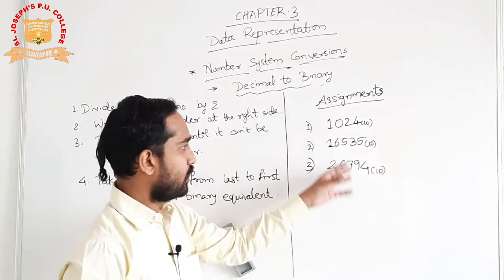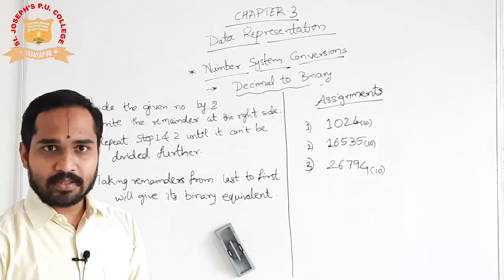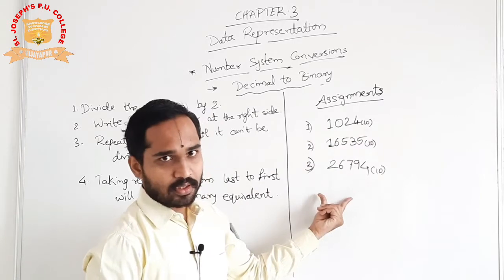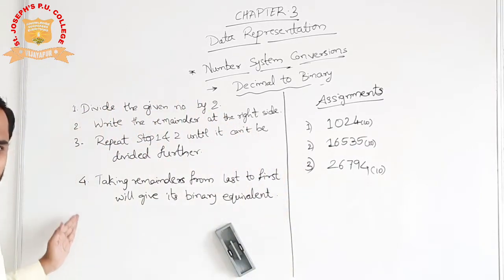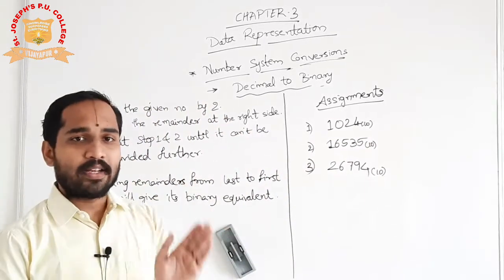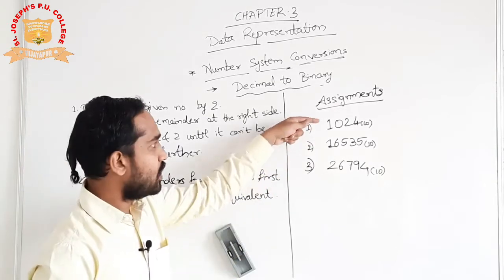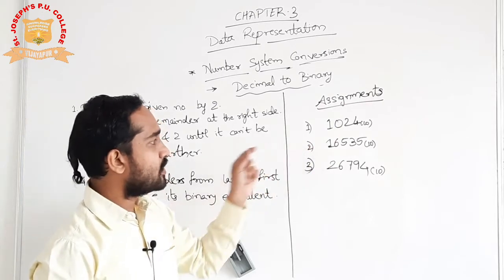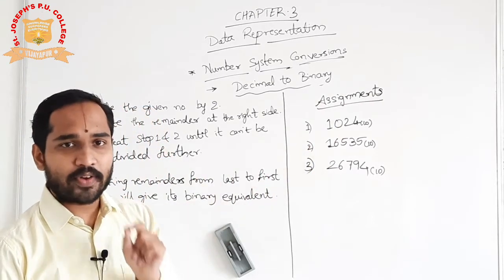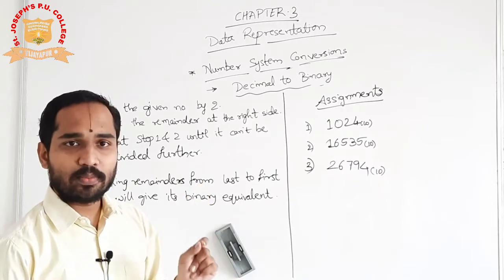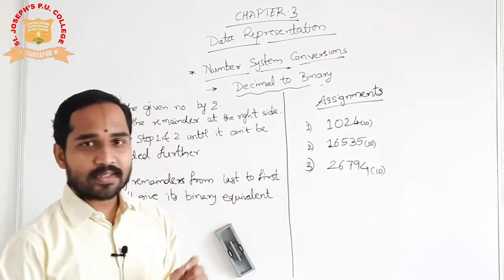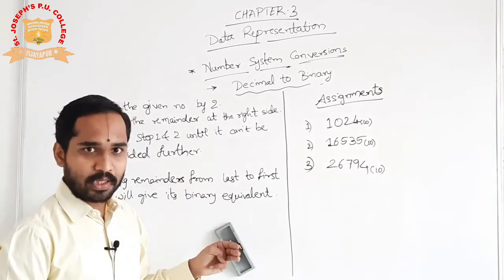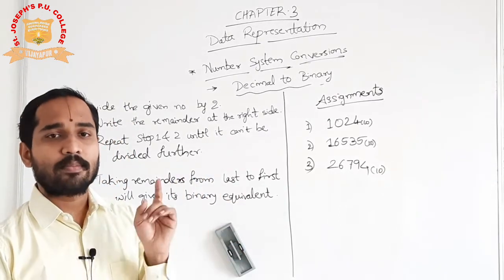So, now take these three as assignments. You have to try it. I have given the decimal numbers. You have to follow these four steps and convert them to binary equivalent. The first number is 1024. It is a decimal number. The second number is 16,535. That you have to convert to binary. And the last one is 26,794. So, these three decimal numbers you have to convert into binary equivalent.